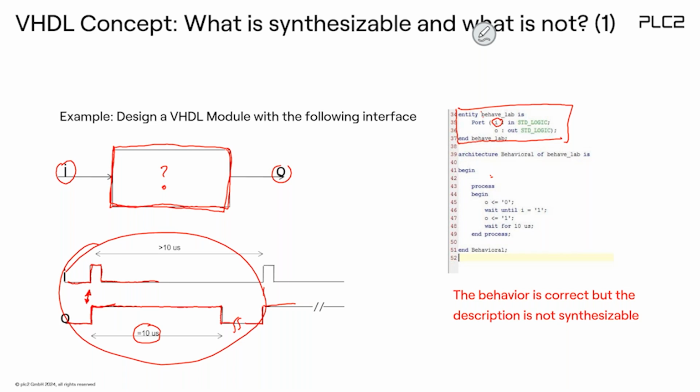And now the description. I say, the description is, first, O is 0. Then, wait until I becomes 1. This means wait for the change from 0 to 1. It's exactly this point. If that doesn't happen, the wait stays here and waits and waits. It's a wait function. Now it happens. Now just place output O to 1. Okay, output O goes immediately to 1. And now wait for 10 microseconds. Then end process.